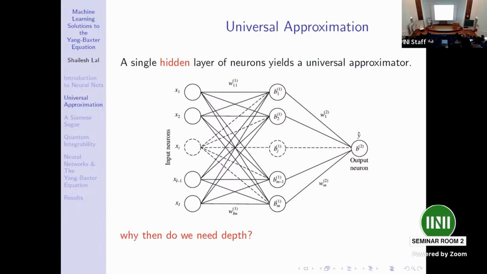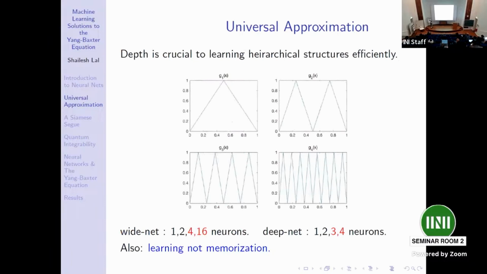Okay. So, if this is the case, then why do we need depth? The idea is that depth is really crucial to learning hierarchical structures. The prototypical example of that is this kind of sawtooth wave function. If you have a function like this, you could compose it and you'd get two peaks, and then compose it again, you get these, and so on, right?